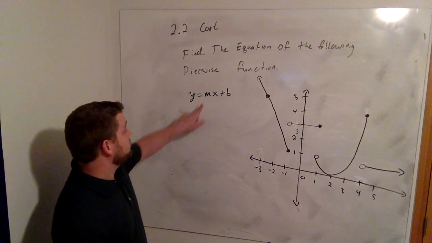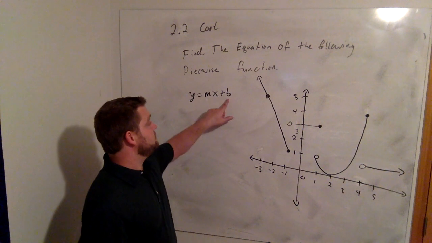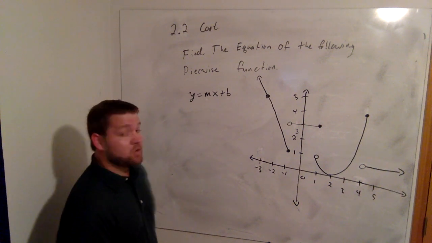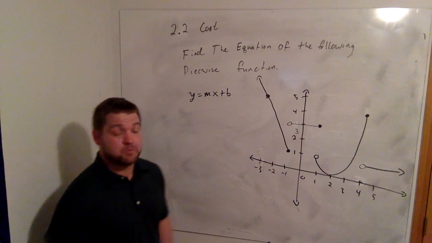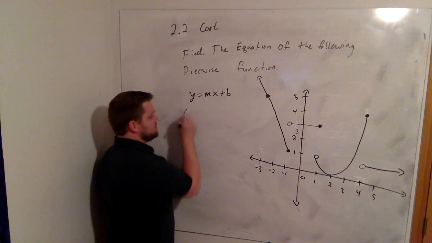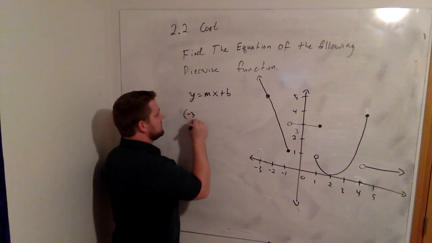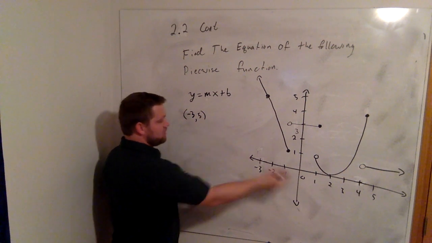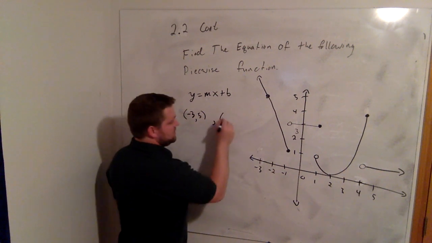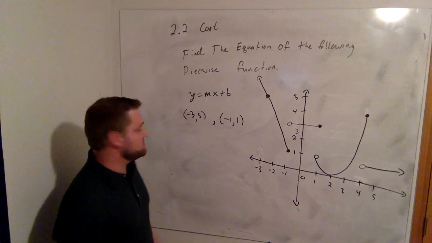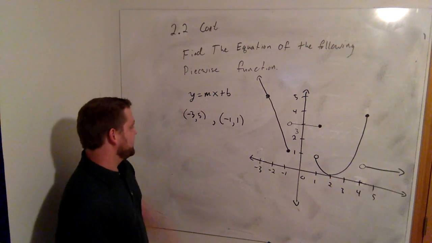So I need to figure out what the slope of this line is, and what the y-intercept is. Remember, to find the equation of any line, we really just need 2 points. So let's grab 2 points from this line. It looks like we have the point negative 3 and 5, and also the point negative 1 and 1. We want to find the equation of a line that contains these 2 points.